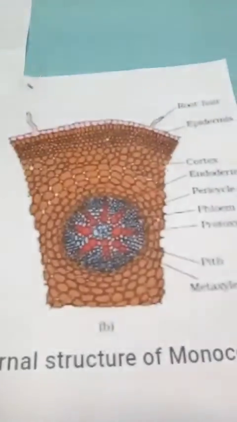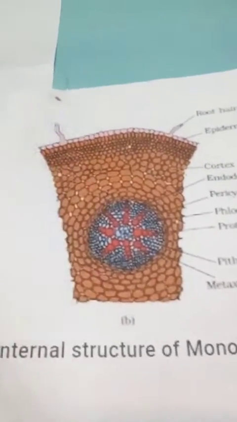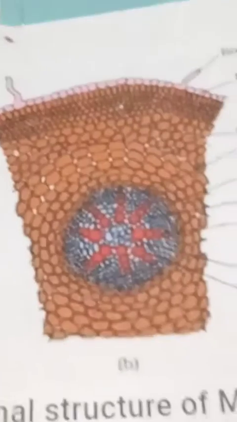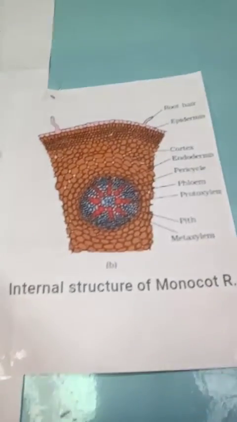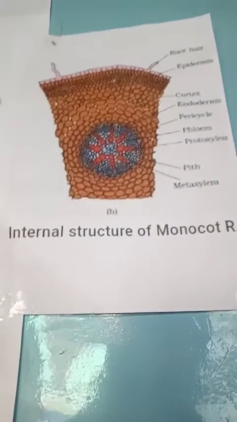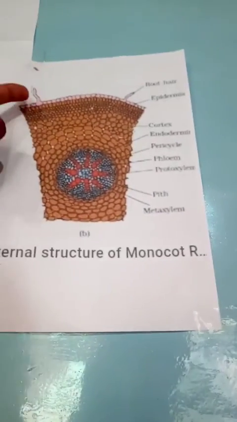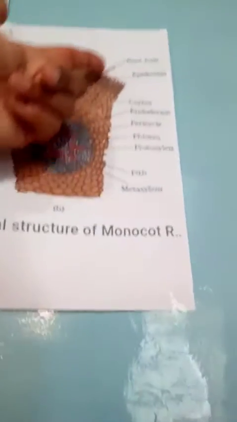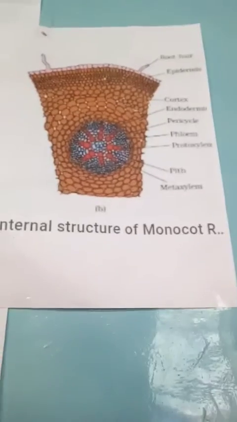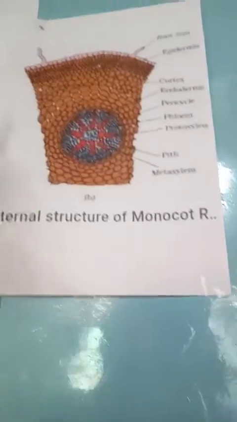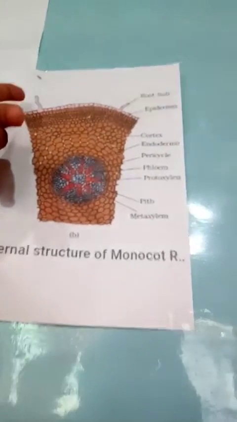The epiblema is the outermost layer, which consists mainly of thin walled cells. Some cells here give rise to the root hairs, and the function of the root hairs is that they help us in the absorption of water.